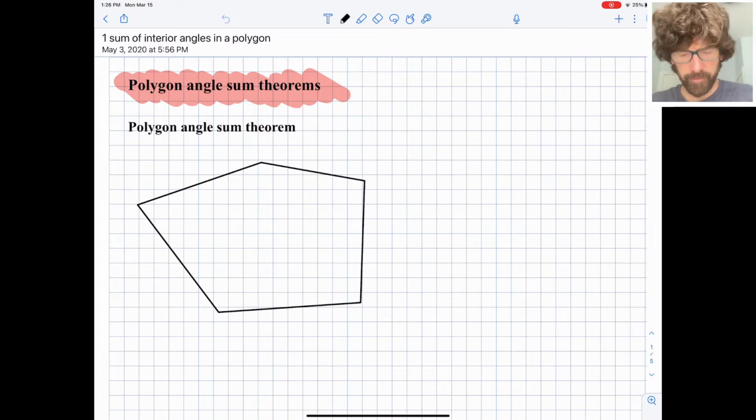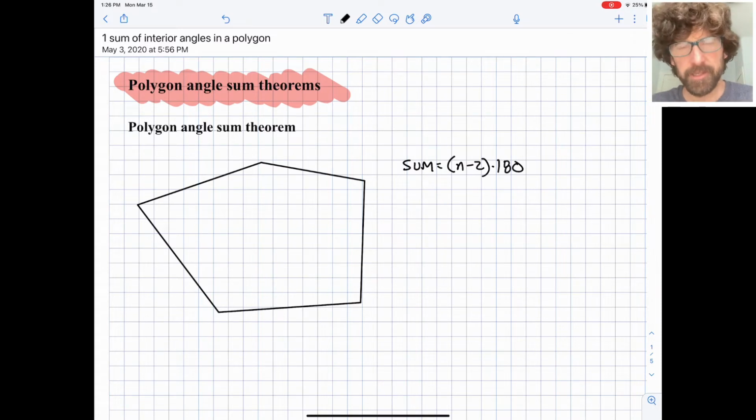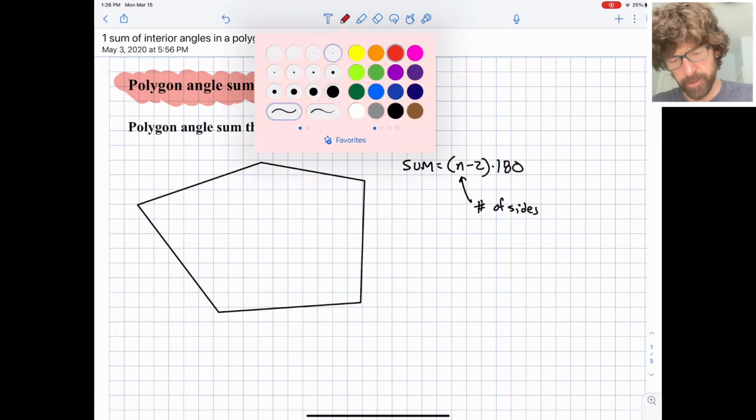And I'm going to give you a formula, but I'm going to try to show you a way of remembering that formula. So the sum of the angles in a polygon is (n minus 2) times 180, where n is the number of sides. You could apply this to a triangle. 3 minus 2 times 180 gives us an answer of 180, which we all know is the sum of the angles in a triangle. But let me try to show you why that works.